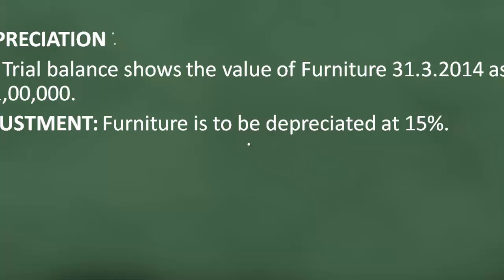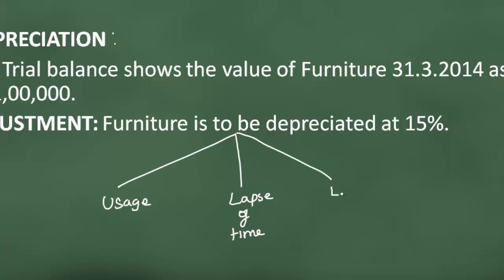What could be those reasons? The reasons can be: 1, because of usage; 2, because of lapse of time; 3, loss in value of the asset in the market. See, the usage will create what? Usage will create wear and tear. So the asset may not give the same amount of benefit in the coming days.